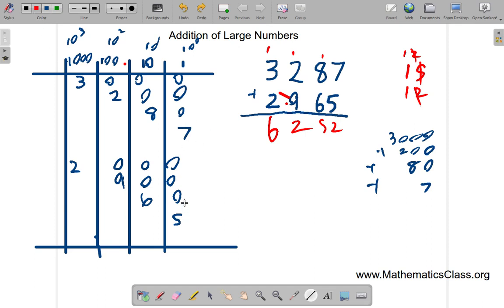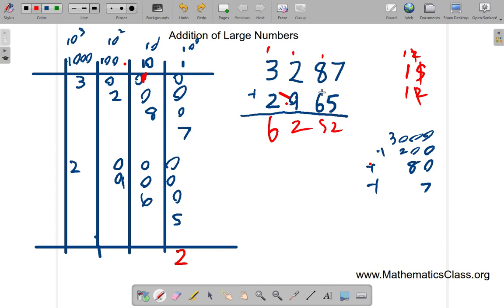When you say 7 and 5 is 12, what you're really saying is 7 ones plus 5 ones is 12 ones, but 12 ones contain 1 ten and 2 ones. So what you have in this line is 2 ones. And the 1 ten, let's put it at the top, since we had it at the top originally.